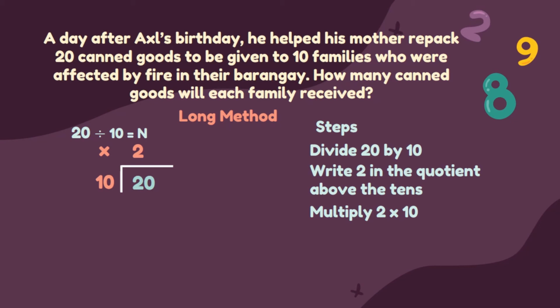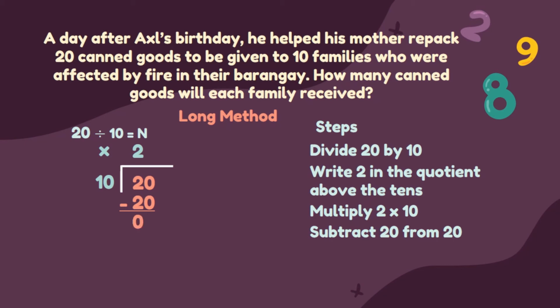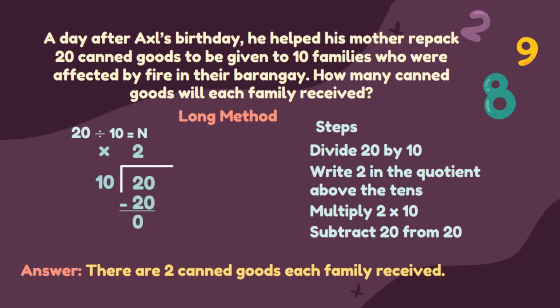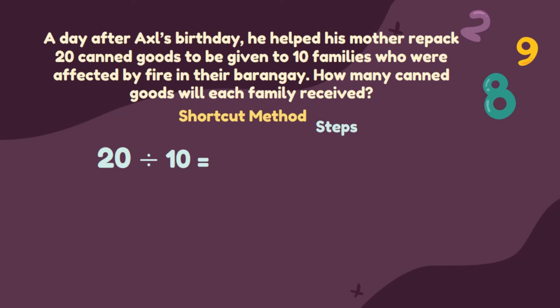Multiply 2 times 10. 2 times 10 is equal to 20. Subtract 20 from 20. 20 minus 20 is equal to 0. Answer: there are 2 canned goods each family received. Now, let's use the shortcut method.